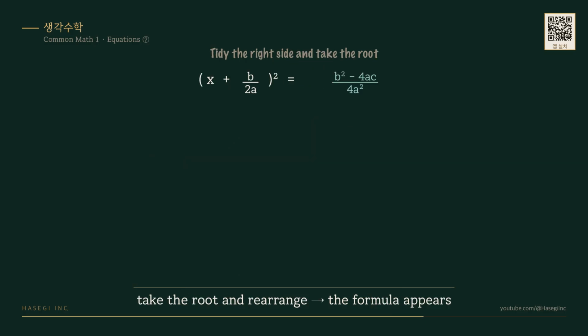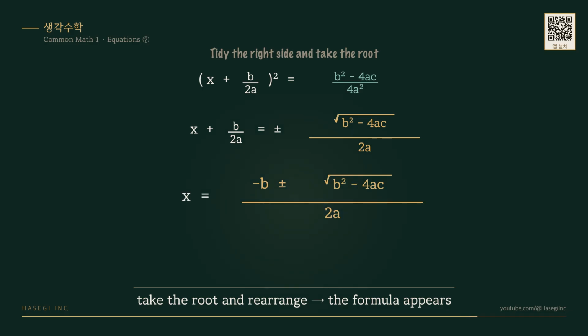Tidying the right side gives b squared minus 4ac over 4a squared. Take the square root of both sides, and x plus b over 2a equals plus or minus the root of b squared minus 4ac over 2a. Now move that b over 2a across to the right, and the formula we all know appears exactly.